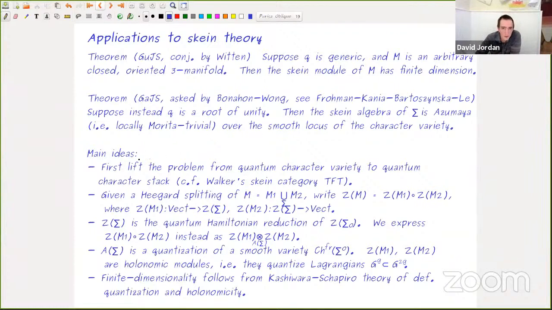So I just want to talk briefly about the ideas that go into the proof of Witten's conjecture, because I think some of them might have more general applicability. You could have stated Witten's conjecture without mention of character stacks, but it was very important that we lift to the character stack so that we could have access to the skein category. And so what we do is, if we choose a Heegaard splitting of M, then because it's a TFT, we can just write the invariant of the three-manifold as a composition of those two things.